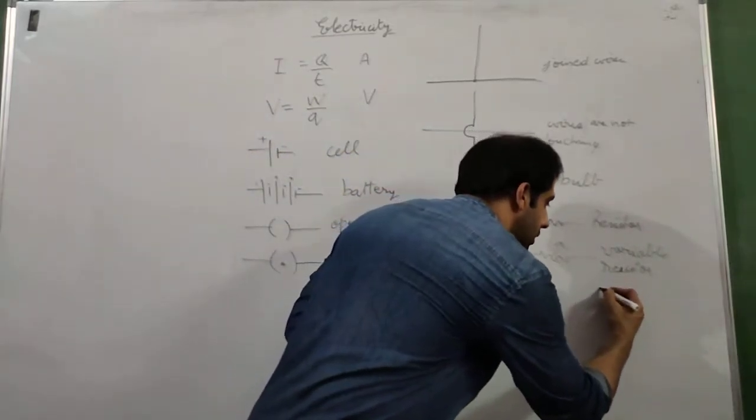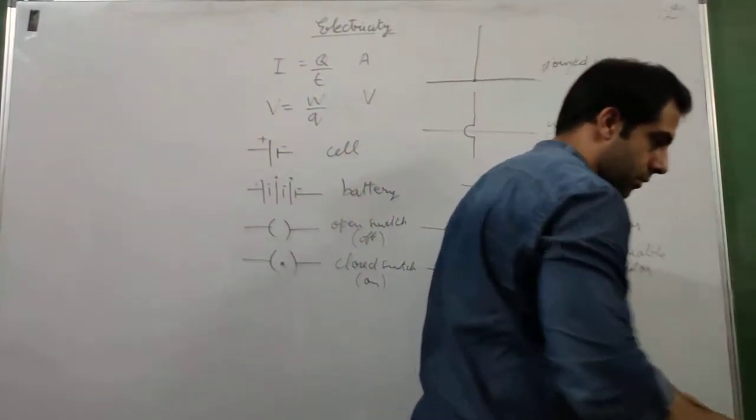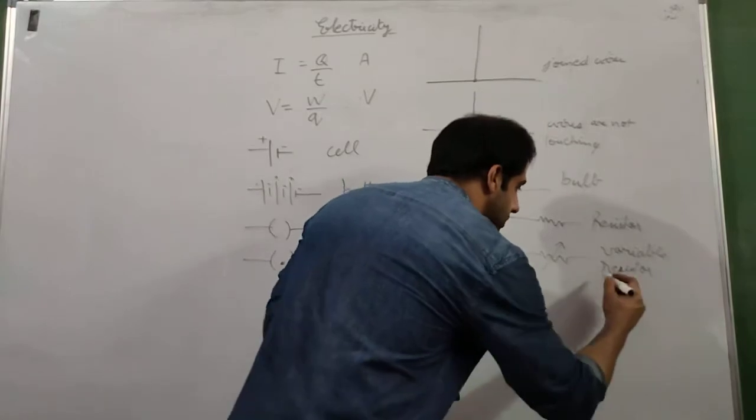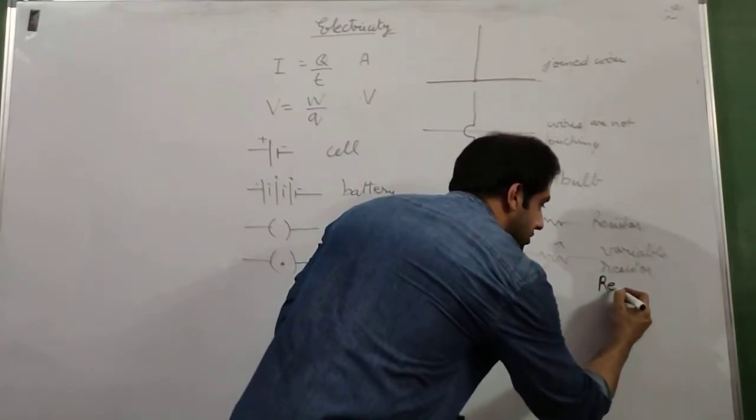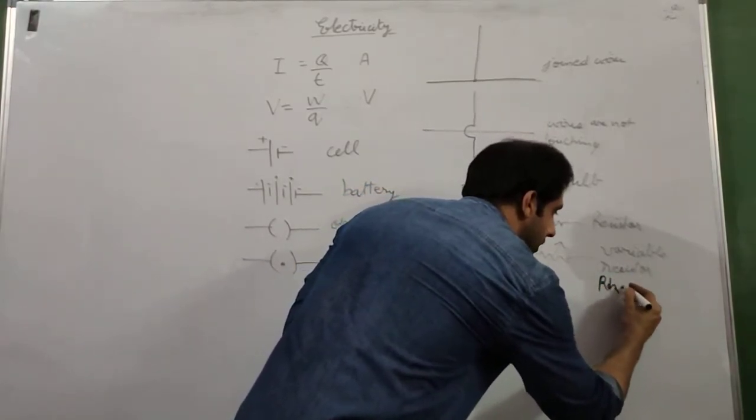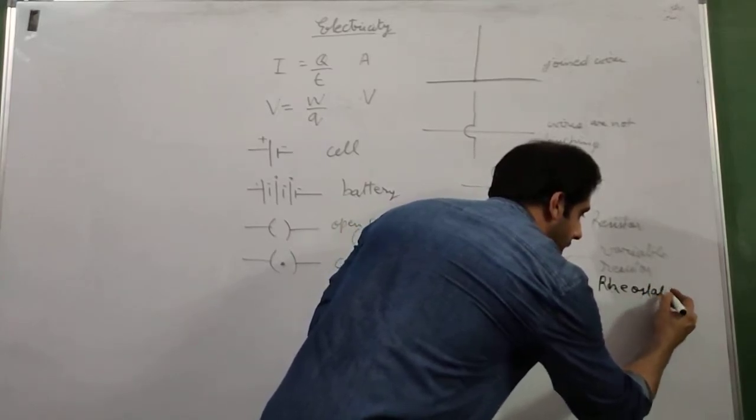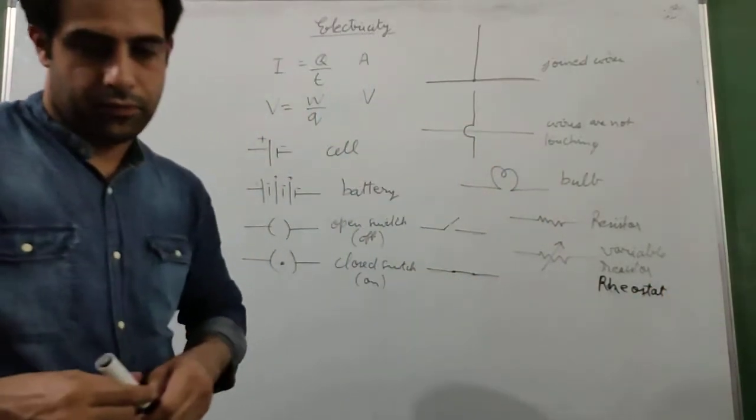A variable resistor is also called a rheostat. R-H-E-O-S-T-A-T, rheostat.